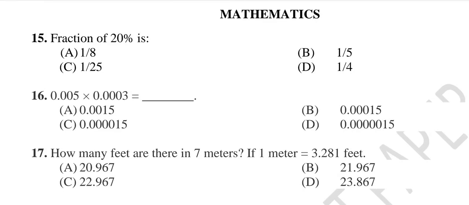5 on the above of 2. 7 into 2, it will be 14. 14 plus 5, it will be 19. So the 9 is only in A, B and C option. D is eliminated here. So now we will multiply 7 into 3, it will be 21. 1 that is above on the 3, it will be added. So now it will be 22. 22 is in option C. C option is correct in this question.